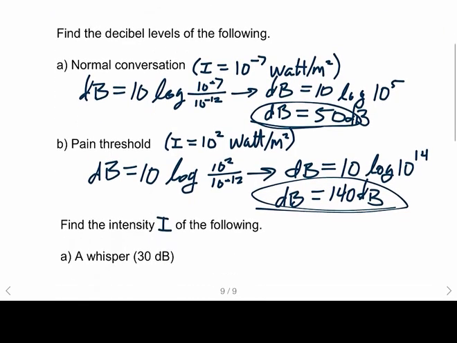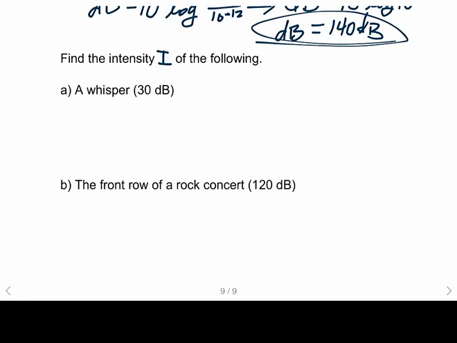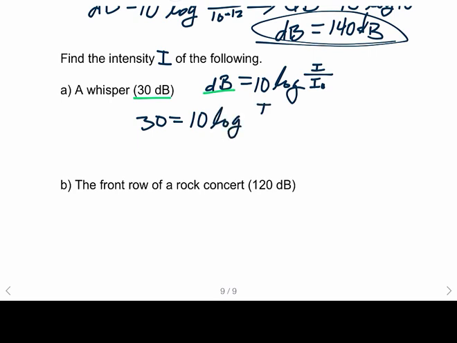Next, we're asked to kind of turn that formula inside out. We're asked to find the intensity of a whisper, which is given to be 30 decibels. Remember, we have that formula. It says that the decibel level is equal to 10 times the log of I divided by I sub 0, which is that constant, 10 to the negative 12. So for a decibel level of 30 decibels, I'm going to replace the decibel part with 30. So 30 is equal to 10 times the log of I divided by that 10 to the negative 12.